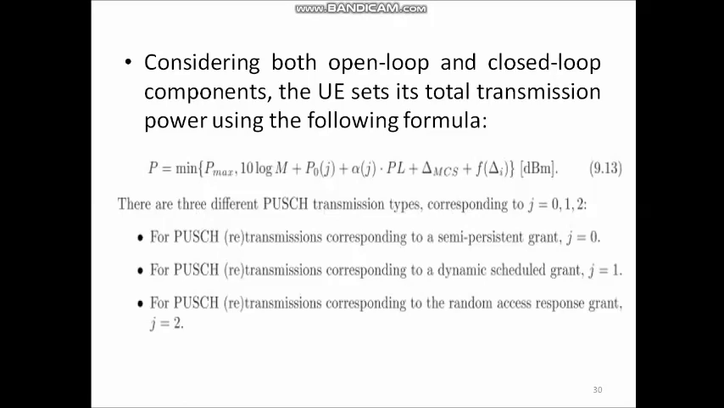So, based on the grant type, the j value is selected, and here delta MCS is a user equipment specific parameter. This depends on the selected modulation and coding scheme, and delta I is a user equipment specific closed loop correction value, and this correction value is included in the PDCCH, and we have the function f. It performs closed loop power control based on the delta I value.